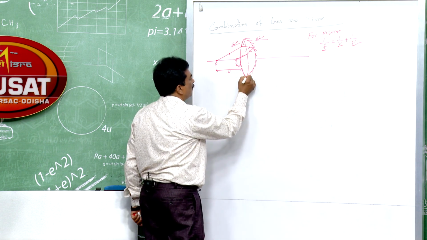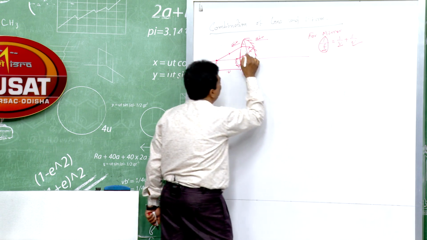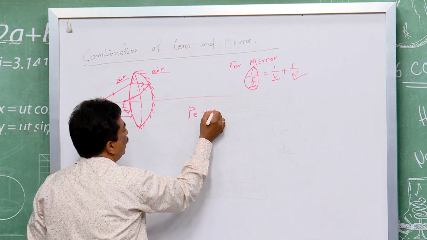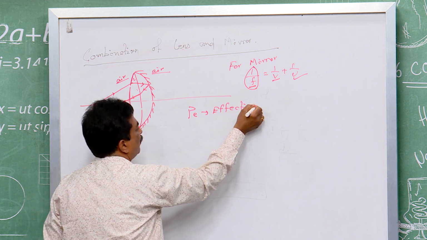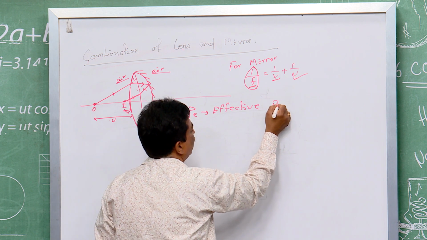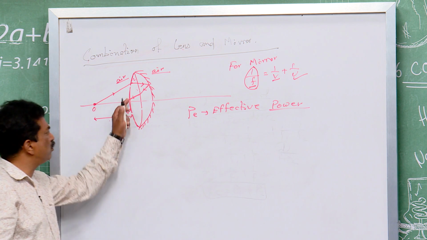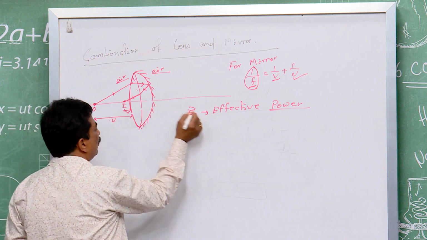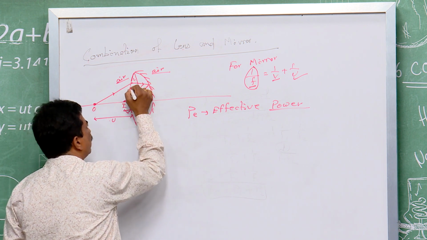So, what will be the value, how will you calculate here? Here one has to determine the value of PE, the effective power. First, you have to know what the effective power is. You have to calculate the value of the effective power, because the two things are in combination, it will give you the effective power. When the effective power is provided, you see, first it goes through the lens.